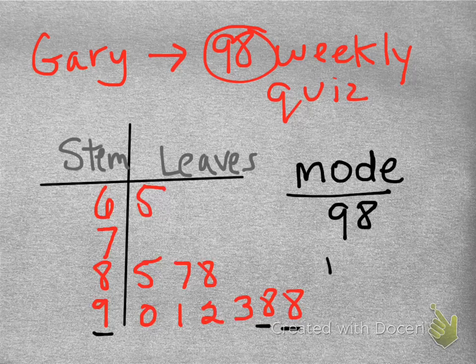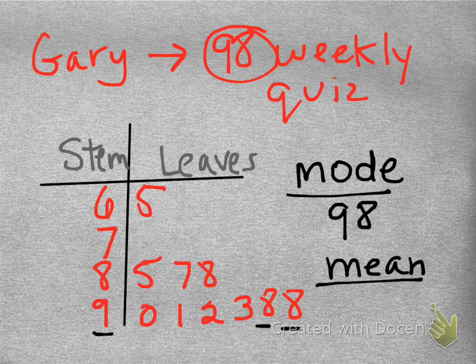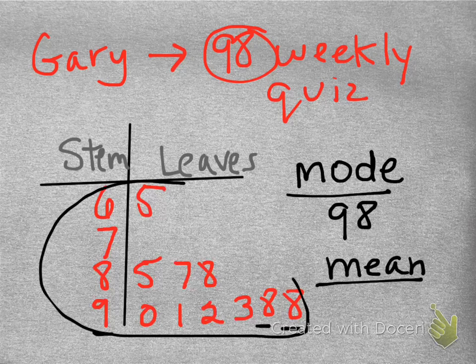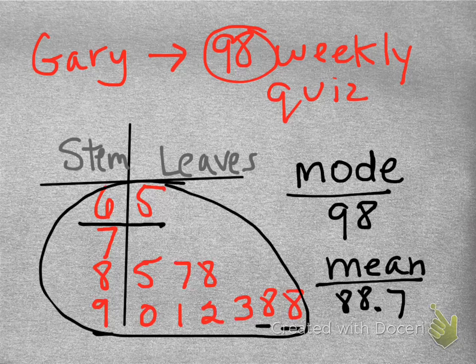Now let's find the mean. With the mean, if you remember, you add all these scores and then you divide by how many scores, and that's going to give us about 88.7. Because of the outlier, the 65, which was the lowest score, his average looks lower than it really is.